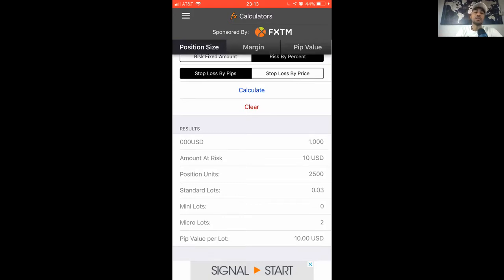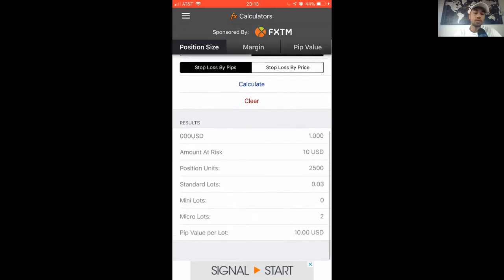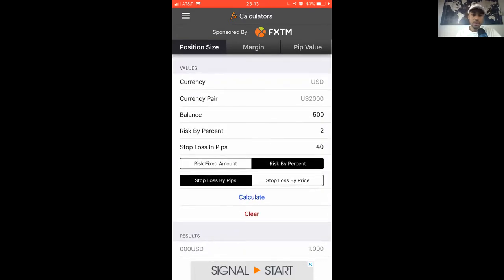Remember how we said 2% of 500 is $10. You see where it says pip value per lot, how it says 10. So it calculates that if you get in at a 0.03 lot size and it goes in the wrong direction 40 pips, you're only going to lose that $10. Beautiful. Very simple.